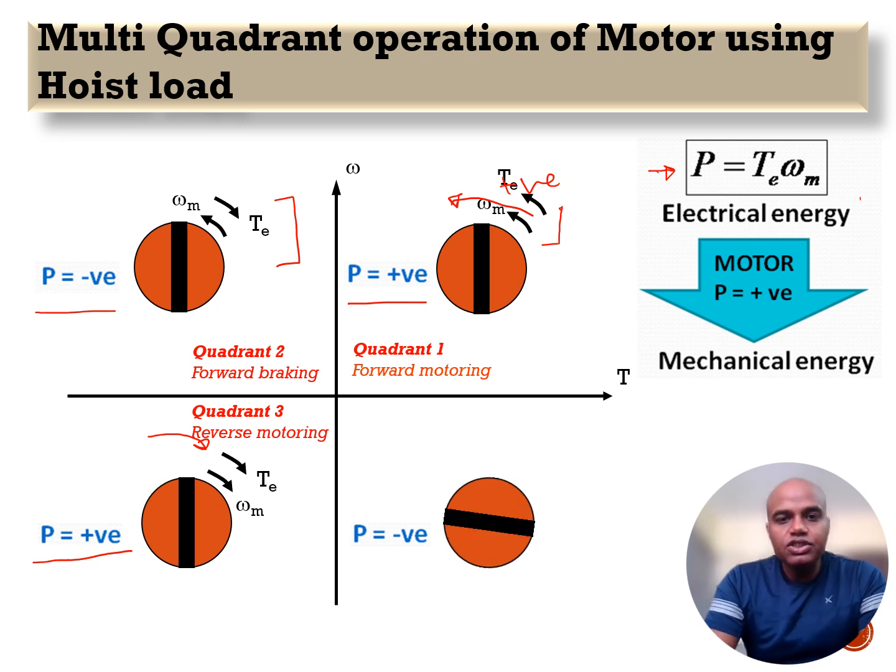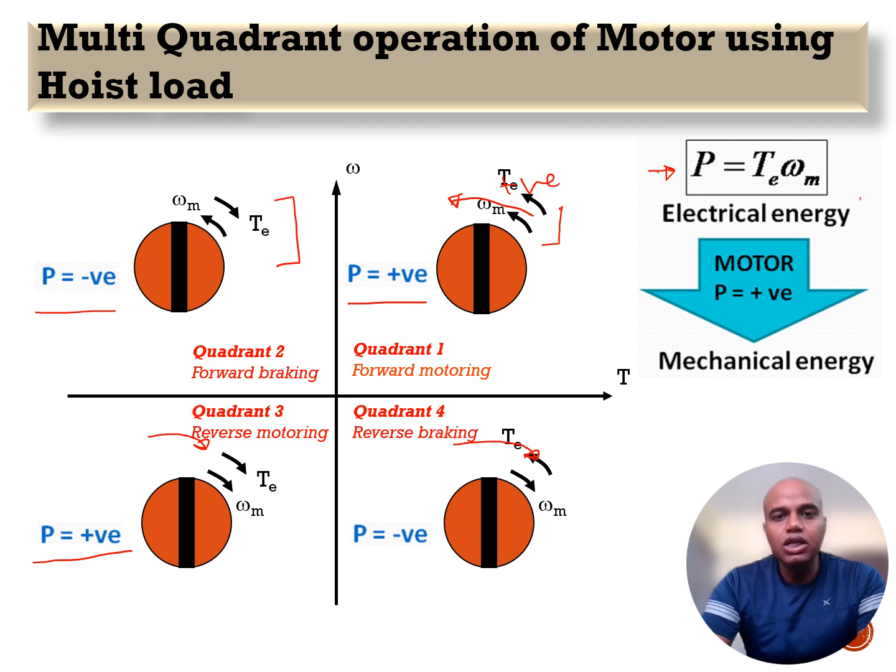And the last quadrant, which is the fourth quadrant, we can see that the speed is still in the reverse direction. However, the torque being produced by the motor, or required by the load, is in the direction opposite to my speed. So this quadrant is nothing but my reverse braking, because we can understand that the EV is still going in the reverse direction, but the torque being produced by the motor should be opposite to the direction of my motion. So this is nothing but the reverse braking.